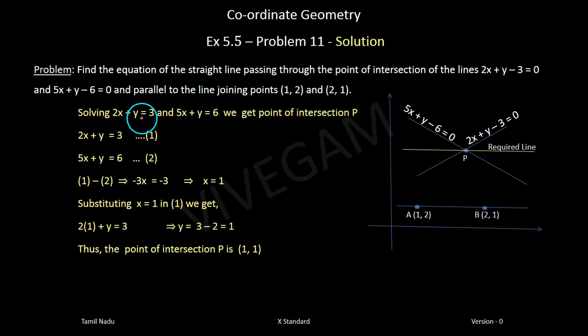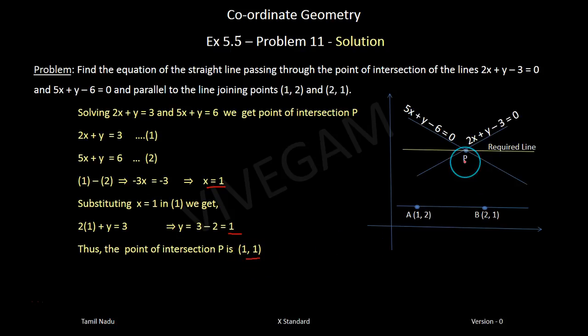Solution. Let's solve these two lines: 2x plus y equal to 3 and 5x plus y equal to 6. We can use the elimination method. Subtract 2 from 1, and you will get x. So 2x minus 5x is minus 3x, y minus y gets cancelled, and 3 minus 6 is minus 3. So minus 3x is minus 3, or x is equal to 1. Now substitute x equal to 1 in equation 1. So 2 into 1 plus y equal to 3, so y will be equal to 3 minus 2, that's equal to 1. So the point of intersection P is (1, 1).